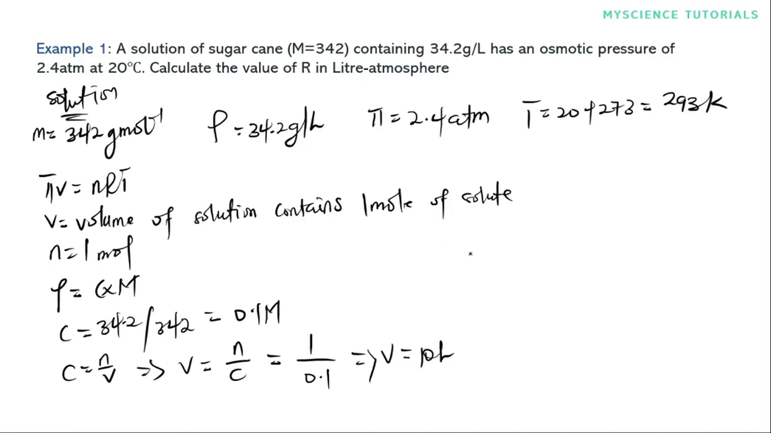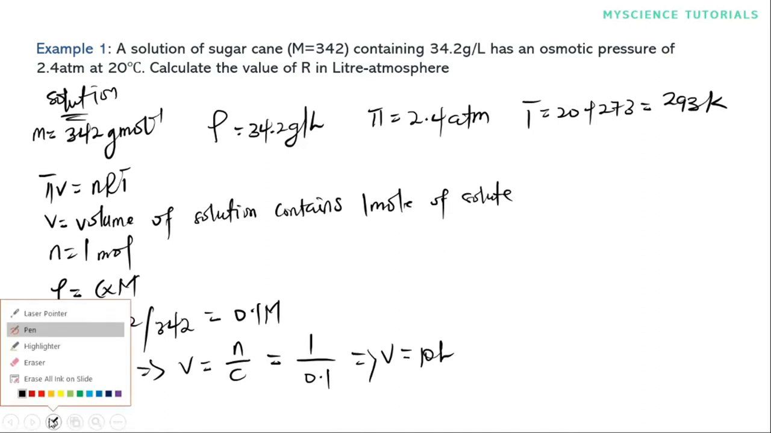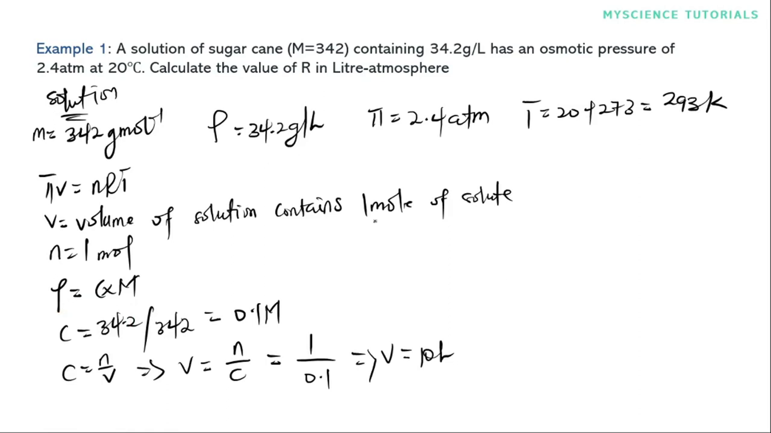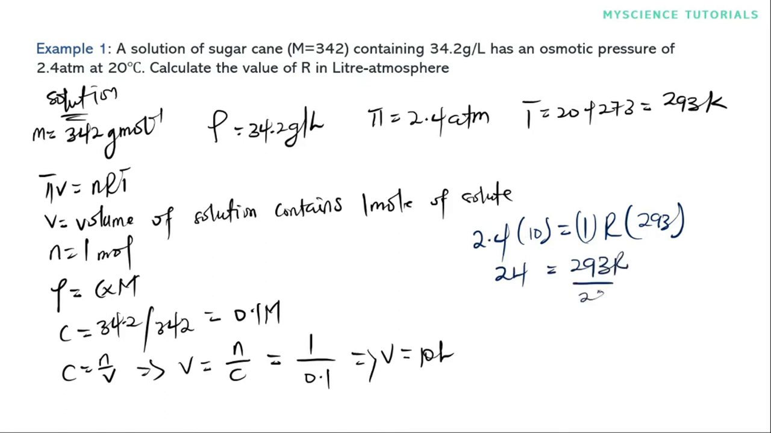Now once we found the volume, we can use this formula to calculate for our R. So our pi V, let me use another color. Our pi now is 2.4, multiplied by our volume, which is 10, equal to our mole, which we said is 1. Our R is what we don't know, and our temperature is 293. So we have 24 is equal to 293 R. So we divide both sides by 293, and we get the value of our R to be equal to 0.0819 liters atmosphere per Kelvin per mole.